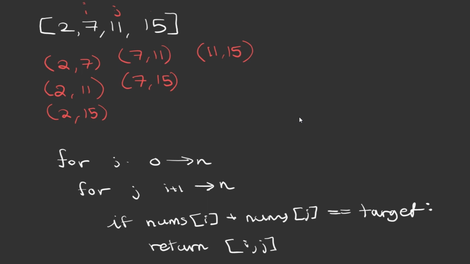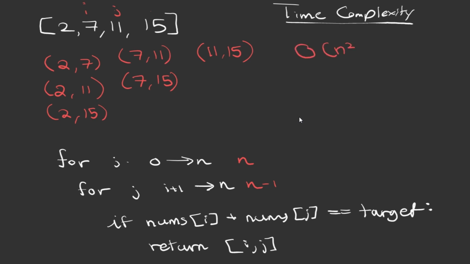So if we analyze the time complexity, we can consider the worst case. We know that this for loop is going to run exactly n times, and this for loop is going to run n minus 1 times. So really it's n times n minus 1, which gives us a big O time complexity of O of n squared. Really this is a tight bound, so we can write this as theta of n squared, but they're practically the same in this context.